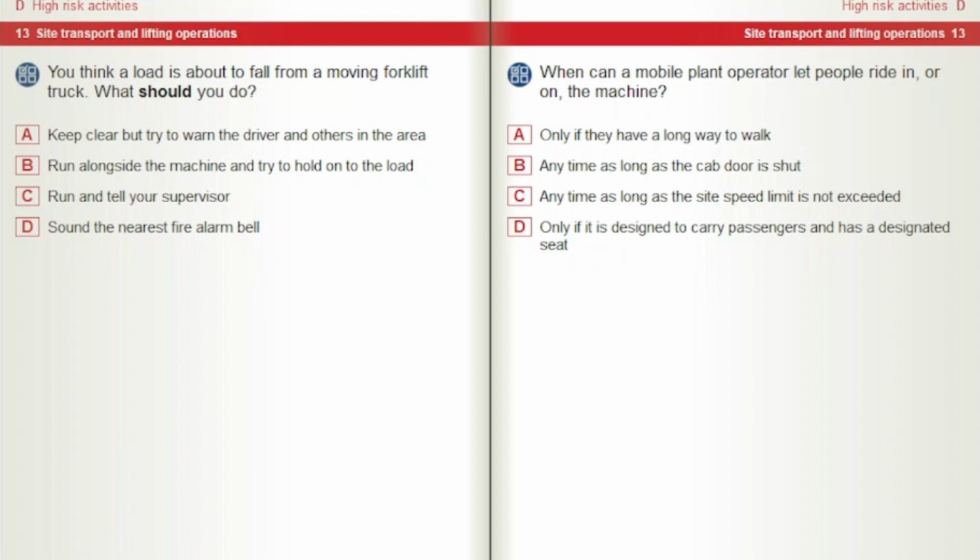You think a load is about to fall from a moving forklift truck. What should you do? Keep clear, but try to warn the driver and others in the area. Run alongside the machine and try to hold on to the load. Run and tell your supervisor. Sound the nearest fire alarm bell.